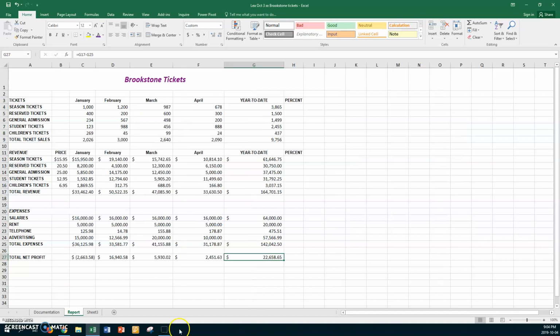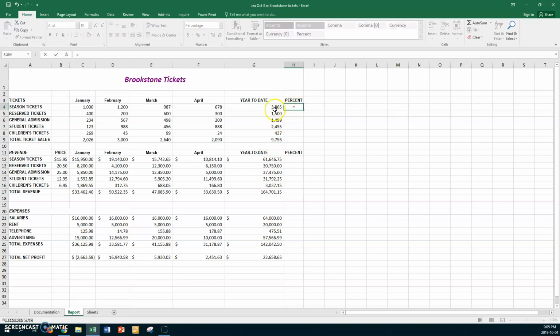Okay, so now what we want to do is we want to find out what percent, and here we're talking about ticket sales, like selling the actual ticket. All right, how many tickets did we sell? All right, we sold 3,865 compared to the total ticket sales of 9,756. So what percent is that?